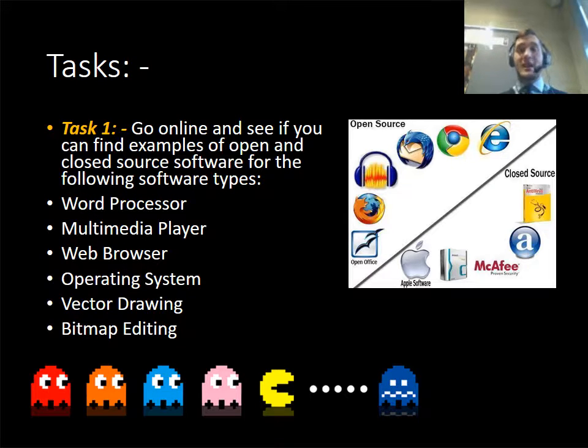So here's a task that I would have got you to do in the lesson to actually find some open source and closed source software and compare the two. So if you've done that, you will have seen some of the examples here on the slide. You may have looked at Libra, looked up some freeware. So continue doing that so you just have a better idea.